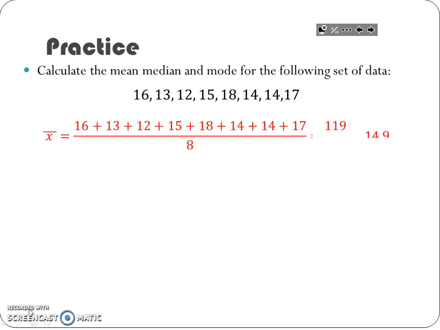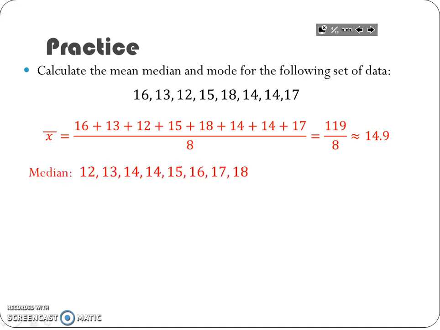Our mean, you are going to add up all of the numbers in this list. 16, 13, 12, 15, 18, 14, 14, and 17. And then we count. There are 1, 2, 3, 4, 5, 6, 7, 8. 8 numbers, so we need to divide by 8. If I add all that up, on top I have a 119 over 8, which is approximately 14.9. This sign right here, the squiggly equal sign, means approximately. If you guys round that to 1 decimal place, you should be good.